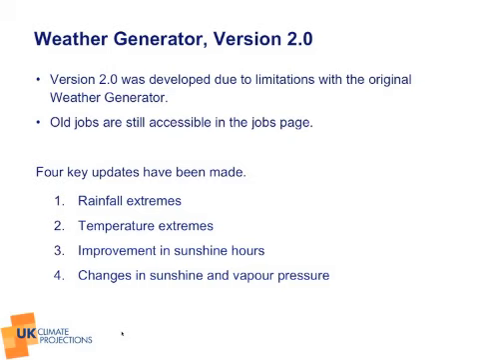The 4 amendments to the weather generator are changes to the rainfall and temperature extremes, an improvement in the number of sunshine hours in a day, and changes to the baselines for sunshine and vapour pressure.